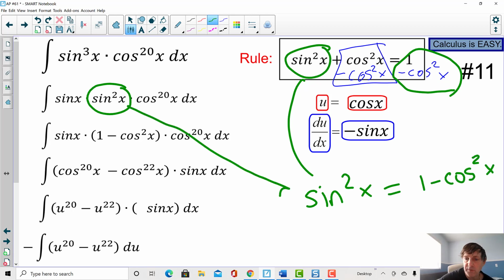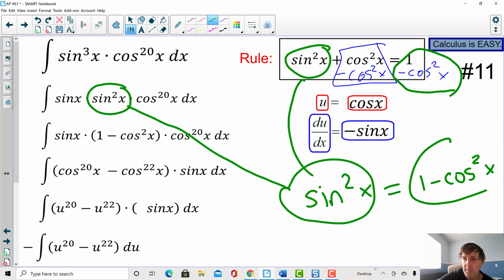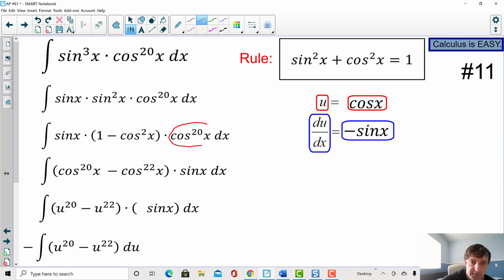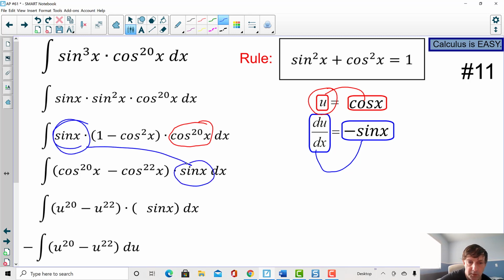So that's why we can trade our sine squared for 1 minus cosine squared. You can see we trade it right here. And because we have cosine to the power of 20, our u is going to be cosine, and the derivative of u is going to be negative sine. So we're going to need a negative sign. We have a sine. Notice we moved it over to here. But we're going to need a negative next to that sine.